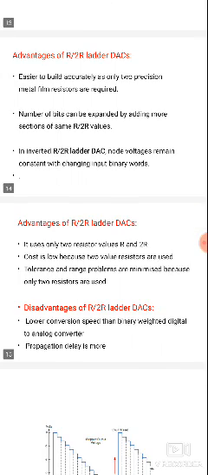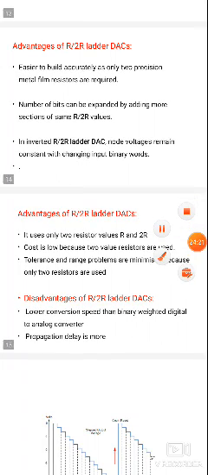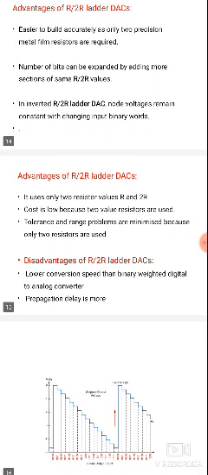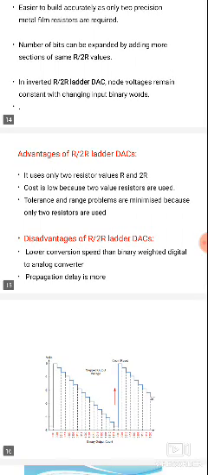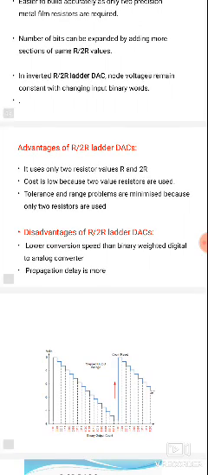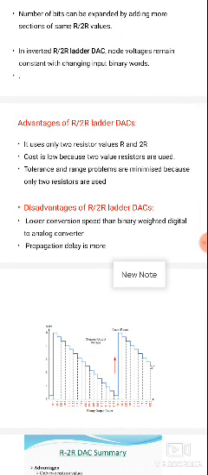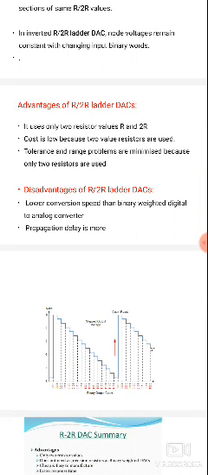The advantages of the R-2R ladder DAC are that it is easy to build accurately. Only two precision metal film resistors are required. The number of bits can be expanded by adding more sections of the same R and 2R values. In the inverted R-2R ladder DAC, the node voltages remain constant with changing input binary words.